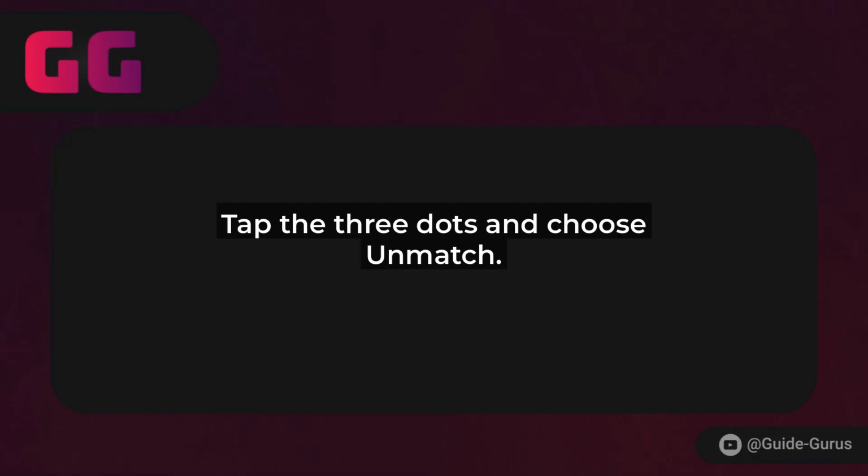Step 4. Select Unmatch from the menu that pops up. Tinder will ask you to confirm, so go ahead and tap Yes or Unmatch again. Poof, they're gone from your list. Repeat this for every match. It might take a few minutes if you have a lot, but think of it as digital decluttering.